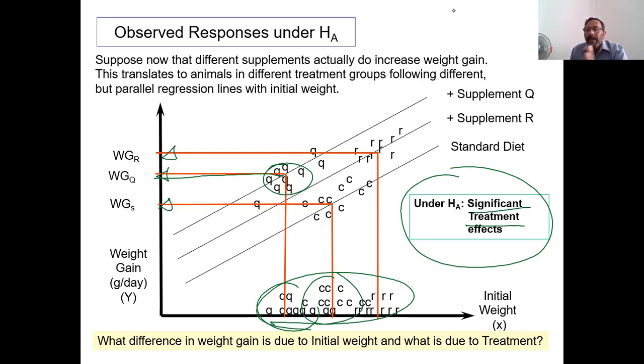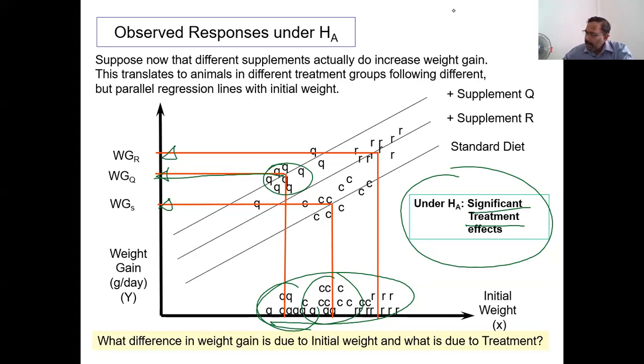In the earlier case, no weight gain increase. Now, really, the supplements increase the weight gain. This translates to the animals in different treatment groups following different regression lines for different initial weights. So what difference in weight gain is due to the initial weight and what is due to the treatment? So we'll have to extract it.